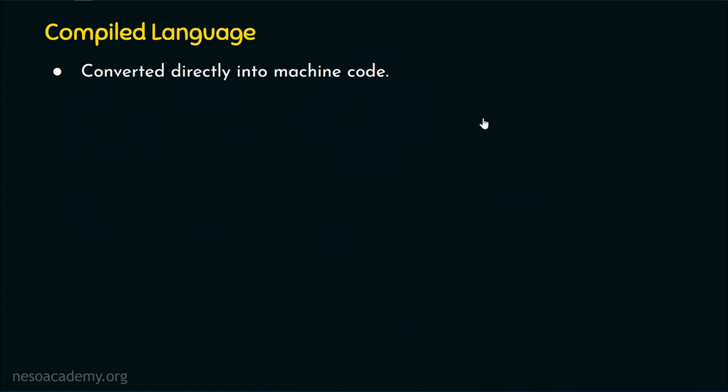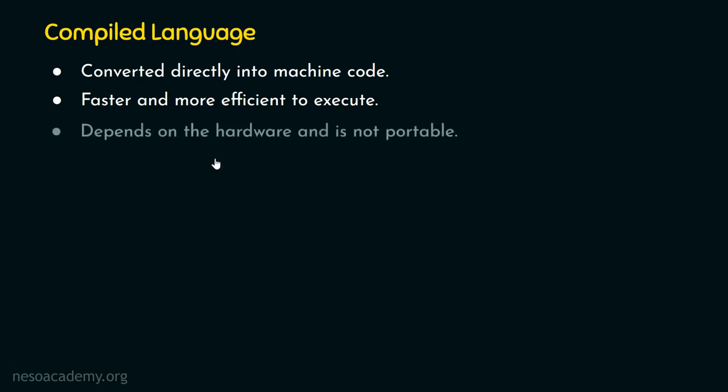Well, since compiled language is directly converted to machine code and doesn't need any extra step or translation, it happens to be faster and more efficient to execute as compared to an interpreted language. However, there is something which we need to be cautious about when using a compiled language. Compiled language depends on the hardware and is not portable. Compiled language is strictly tied or dependent on the hardware or the platform on which it is executed, and it is not portable.